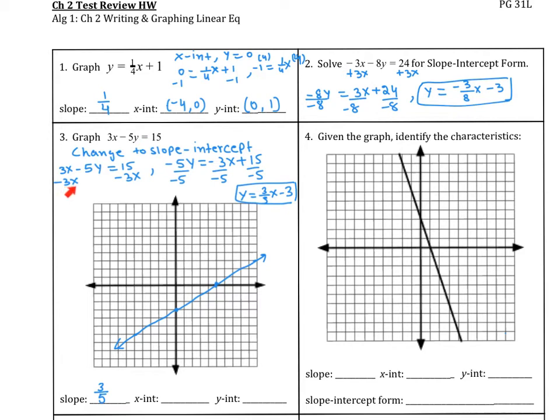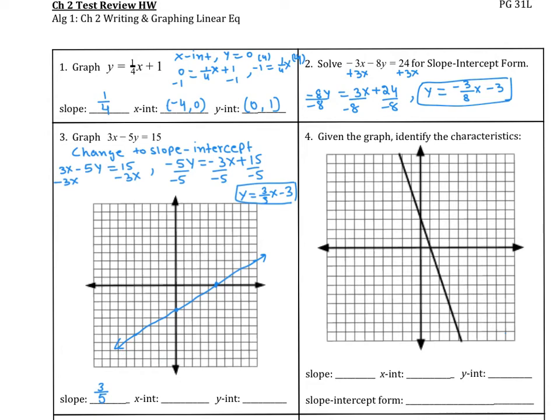So for number 3, you're going to isolate this equation for y. So subtract 3x on both sides and divide by negative 5. You're going to get y equals 3 over 5x minus 3. Starting from the y-intercept, that is negative 3, you go up 3 over 5 in both directions. You're going to get an extended line.